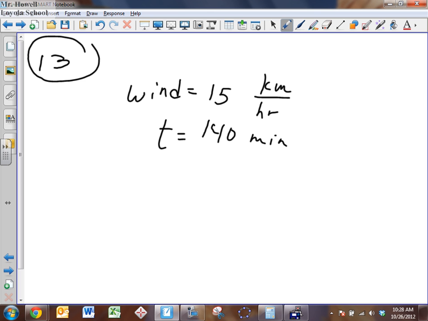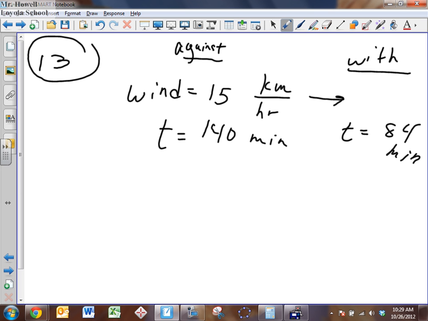Okay? Now, we're told we want to find the distance and we want to find the plane speed. We're told that the return trip under the same wind conditions took an hour and 24 minutes. So against and with. The wind speed is the same, so it carries over. But now the time is an hour and 24, which is 84 minutes. So far, so good? All right.